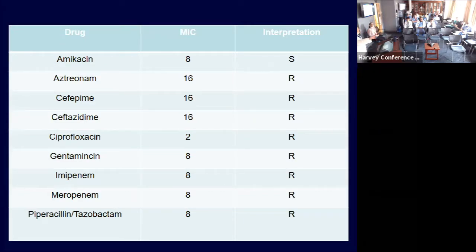But really, the important thing is you want to call the lab and make sure they're setting up susceptibilities for the advanced generation agents that might have activity against it. You could just throw your hands up and say, I don't know what to do. But the first step, if you get something like this back, is to call the microbiology lab and ask, can you please test for the advanced cephalosporins? And they'll do that for you.